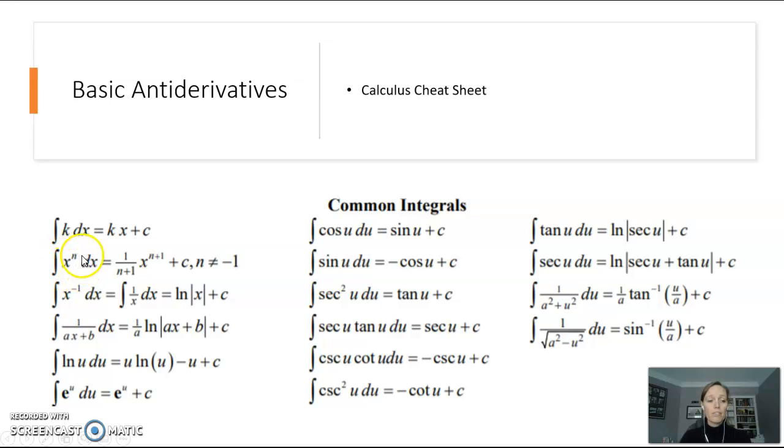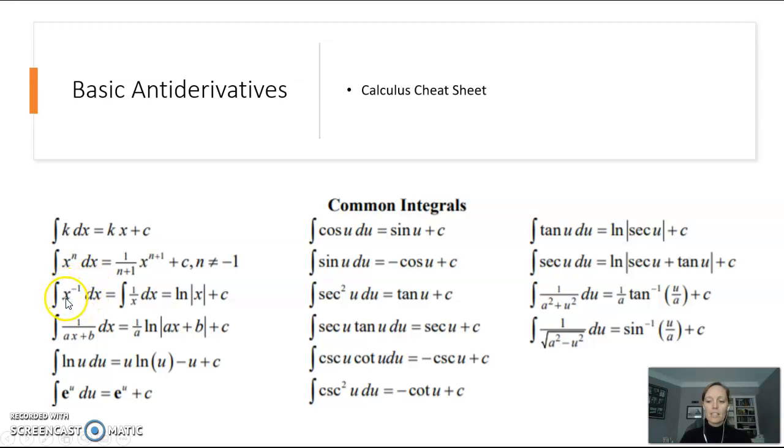So if you're going to find the antiderivative of a power function, you're going to add 1 to the exponent, because remember with deriving we subtracted, and then you're going to divide by the new exponent. So you are literally just undoing what you did with the derivative. So again, we add 1 to the exponent and then you divide by that new exponent. Okay.